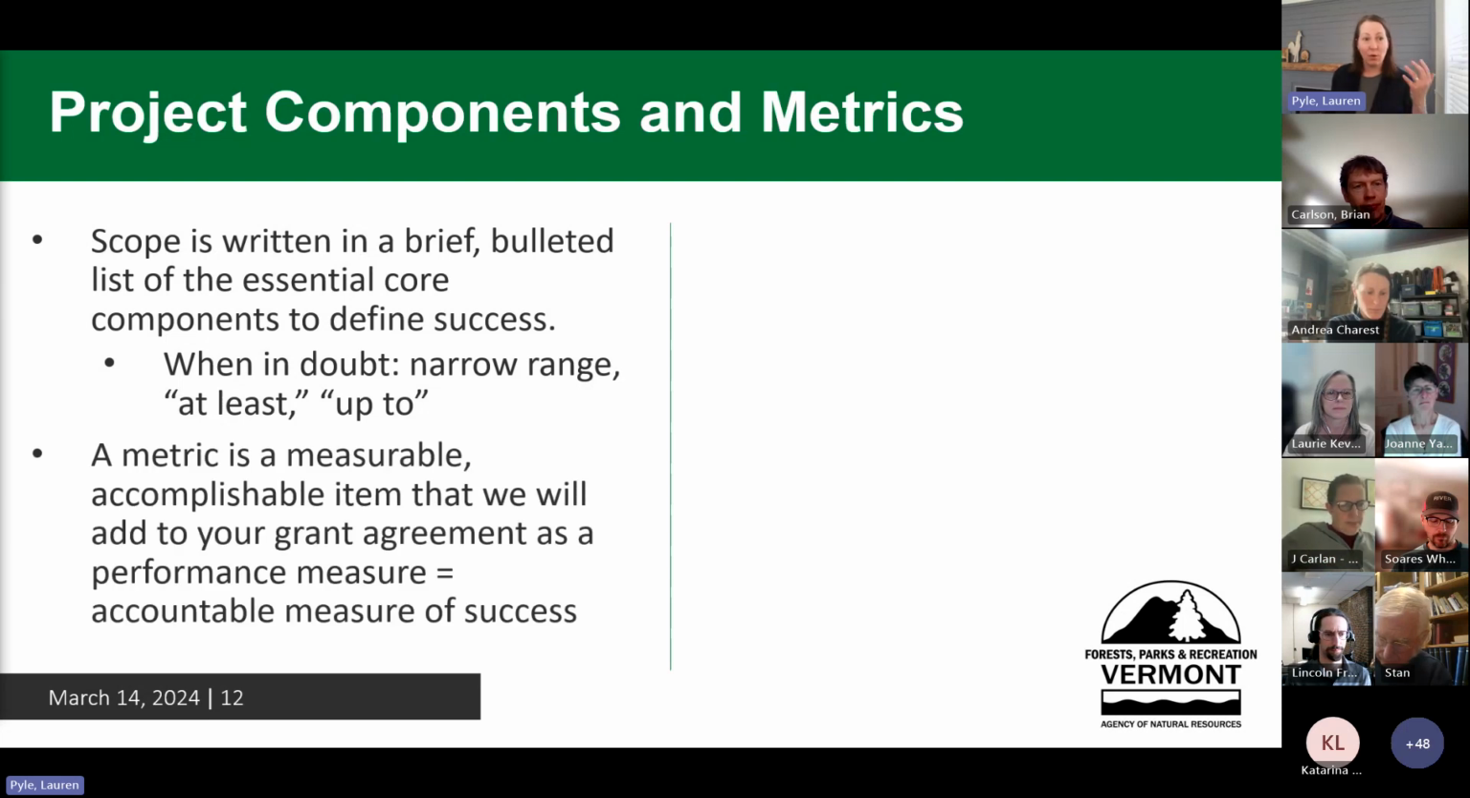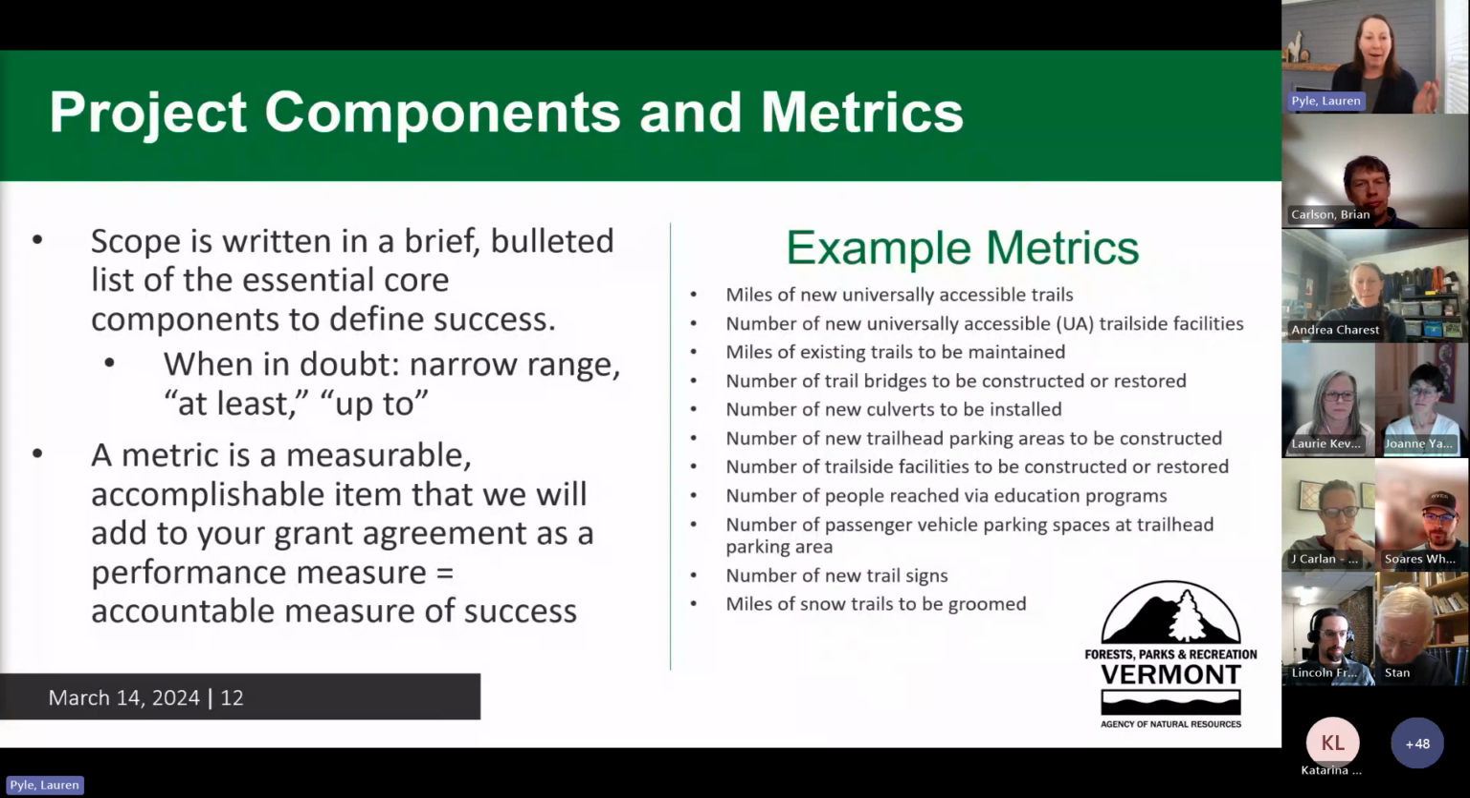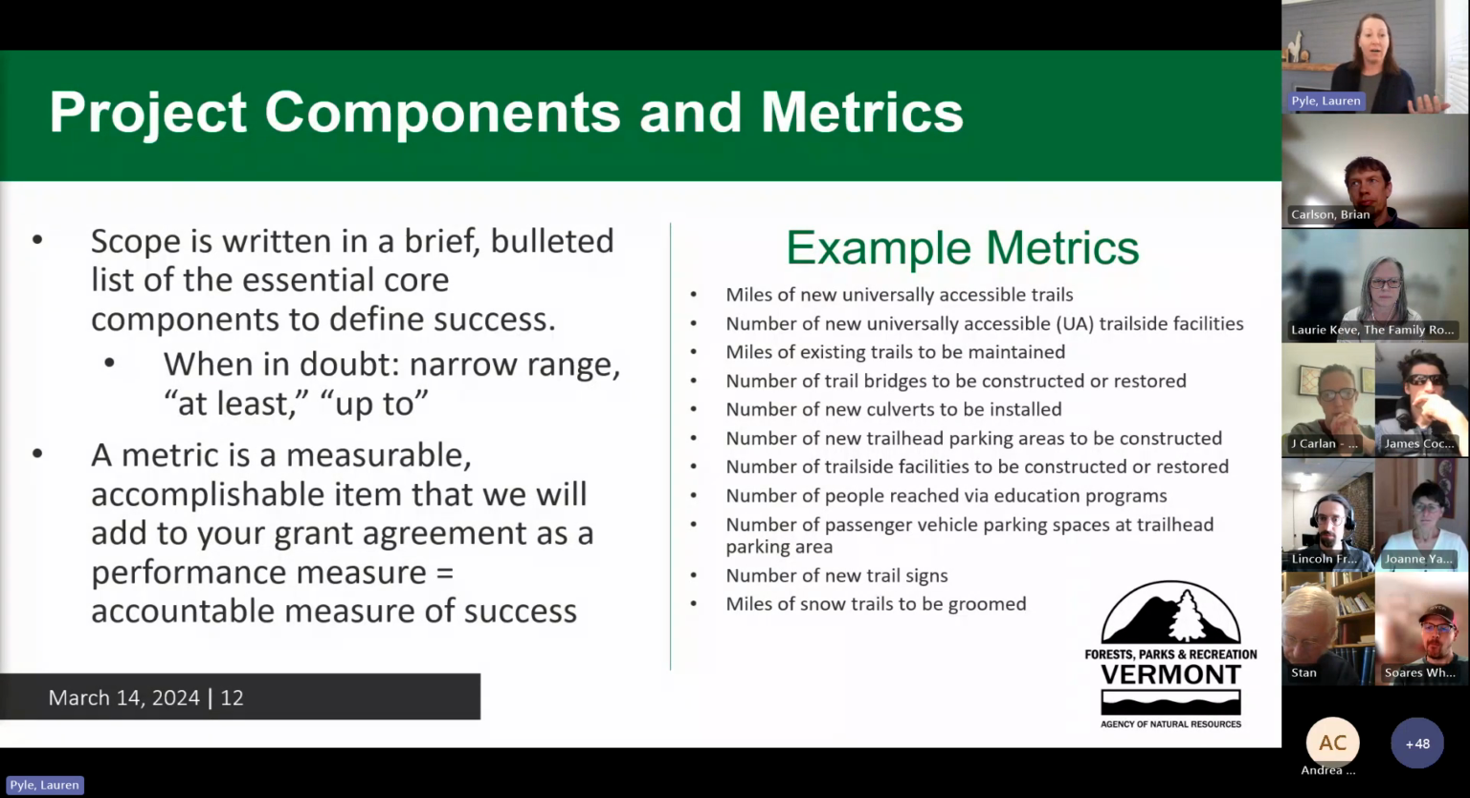We'll also be defining metrics. These are the things we're going to be asking you to measure. Some examples of metrics, and we'll be pulling these out of what you put into your proposal, since there was actually a question of how you will measure success. These might be things like miles of trail, numbers of bridges, numbers of culverts. These are the things that connect to that scope that we're going to ask you to report on at the end. For programming, it might be number of participants. We're going to look at how you said you were going to define success to pull those out.